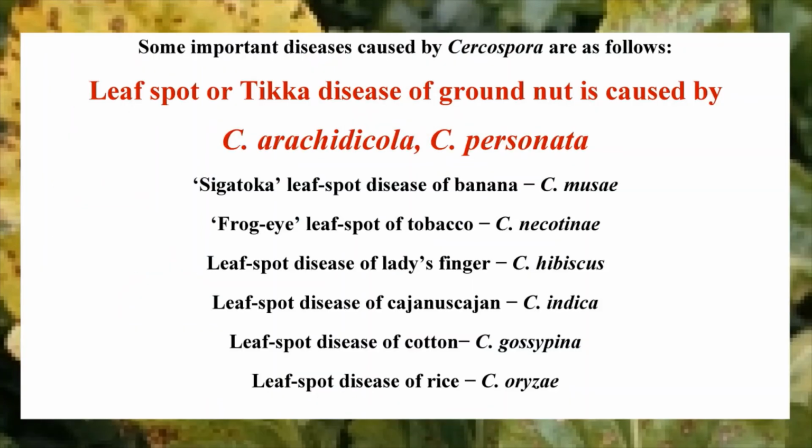There are different diseases caused by Cercospora in different crops. In banana they cause a disease called Sigatoka leaf disease, caused by Cercospora musae. Likewise, they cause disease in tobacco, lady's finger, cotton, rice, and many other crops.